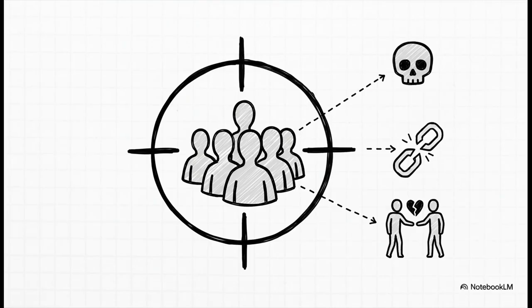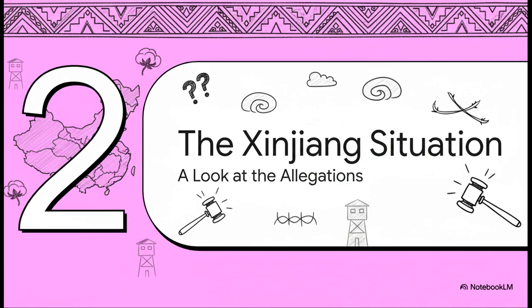So if you remember one thing, remember this. Under international law, genocide is about the intent to destroy a group, as a group. Mass murder is one way to do it, but it is not the only way. This concept is the single most important key to this entire explainer. All right, so with that crucial legal framework locked in our minds, let's turn to what's actually happening in China's Xinjiang region and look at the specific allegations.